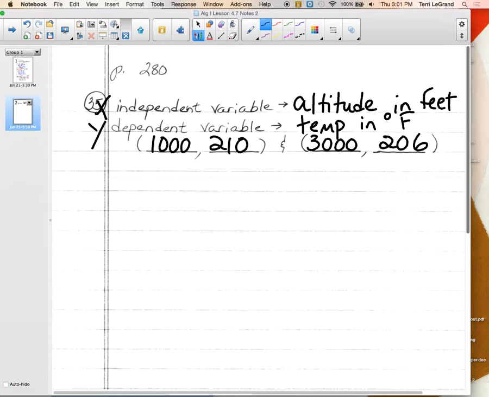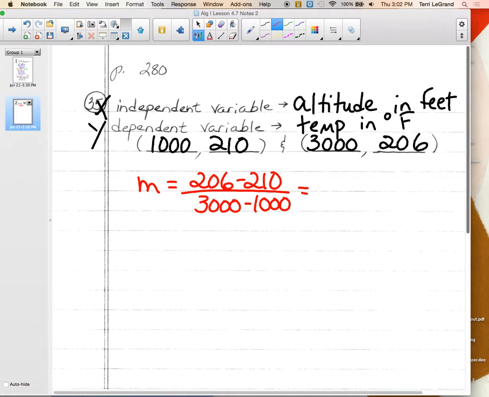No. Do we know the slope? No. Can we find the slope? Yes. Okay, let's go. No calculator. We're not going to change it to a decimal. We're going to leave it as a fraction. We're going to work with it as it is. So give me a setup here for slope. 206 minus 210 over 3,000 minus 1,000. Okay.